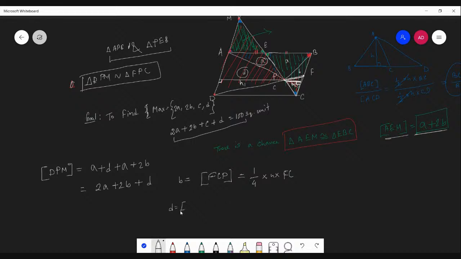So the area of the triangle, I wish to find out D. So D is actually equal to the area of triangle APD, or DMC. You can also say DMC. The area of this big triangle, because I found they are similar, so I can use this.